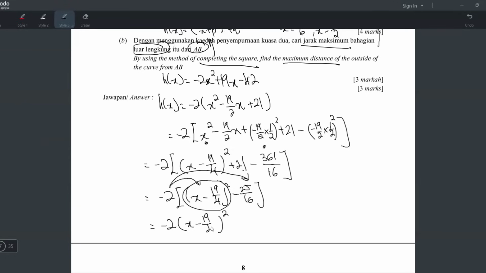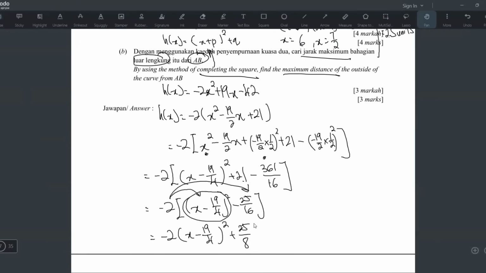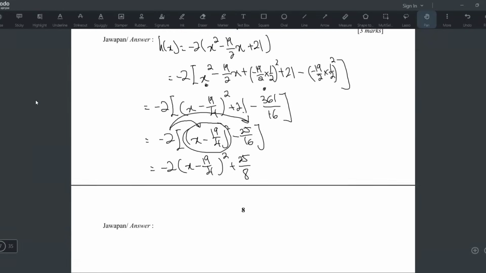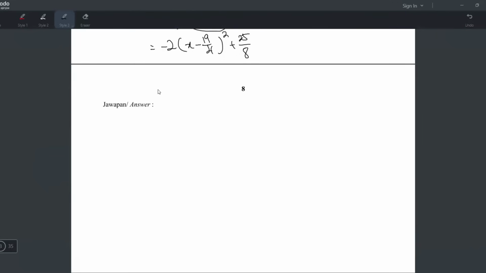X plus 19/4 square. And then negative 2 times negative 25/16 is positive 25/8. Like that. So as you can see, this is already your vertex form. Your A is negative 2, and then this one is your P, this one is your Q. But they want the maximum distance, right? And I told you, the maximum distance will be the y coordinate.